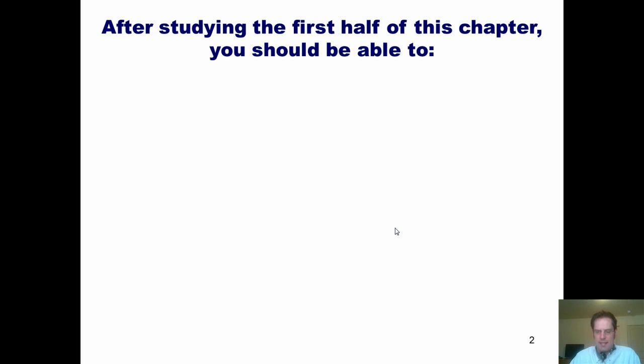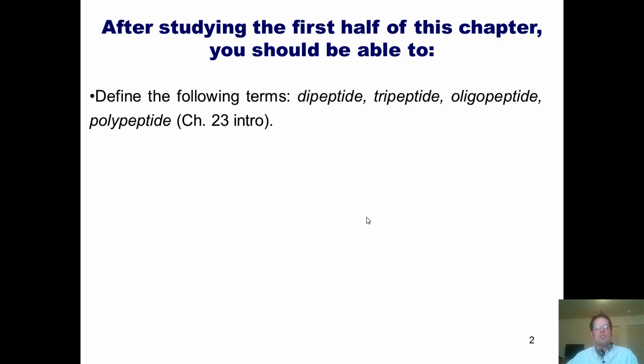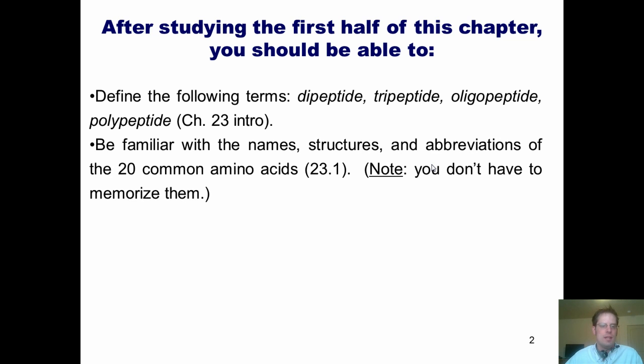To prevent myself from collapsing from fatigue, I've divided Chapter 23's lecture slides into two PowerPoint presentations. After studying the first half of this chapter that's covered in this set of PowerPoint slides, you should be able to do the following. First, define the following terms: dipeptide, tripeptide, oligopeptide, and polypeptide. Be familiar with the names, structures, and abbreviations of the 20 common amino acids. Now note, for this class you will not have to memorize them.